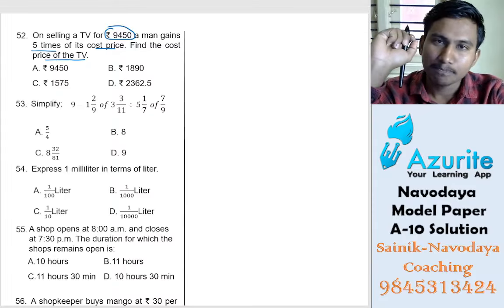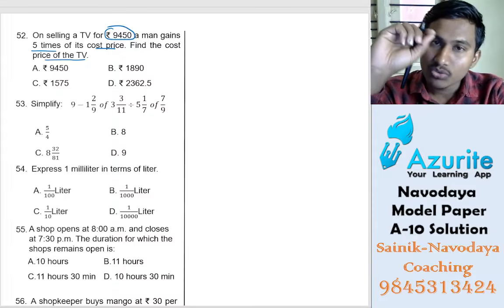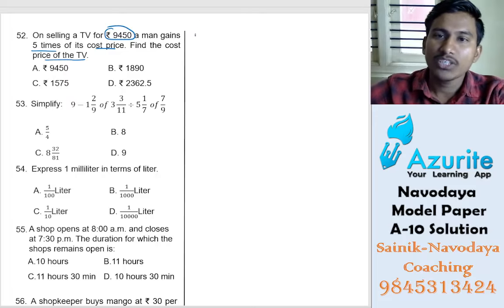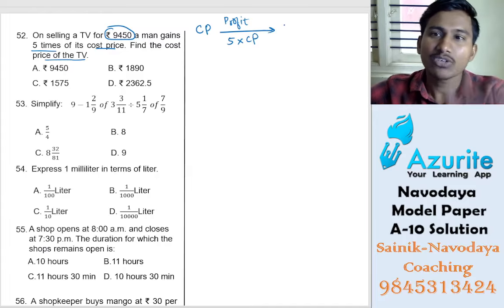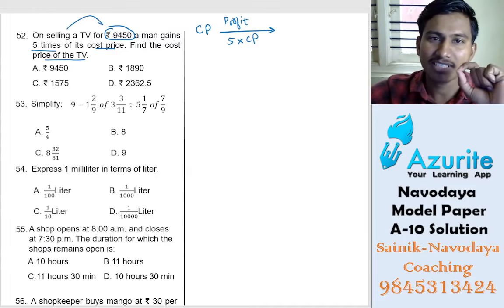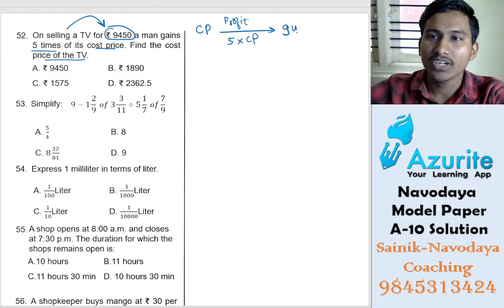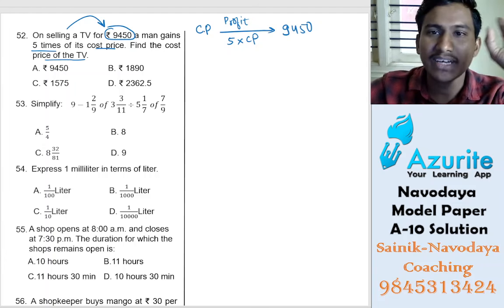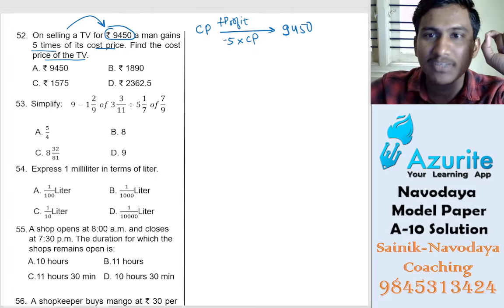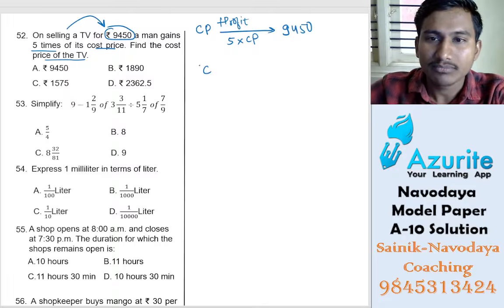So here profit is how much? 5 times. He sold it, so it was a cost price. Profit is 5 times of the cost price. So that will be the selling price. Selling price is how much? 9,450 rupees. So selling price, how do we find? That is by adding cost price plus profit.